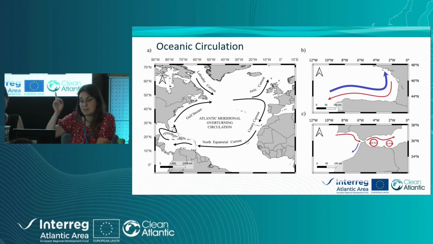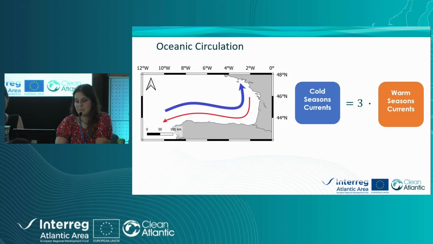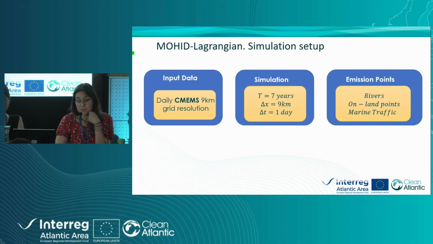Warm months are in red and cold months are in blue. During the cold months, it goes from the north to the west, and then it is weaker during the summer.